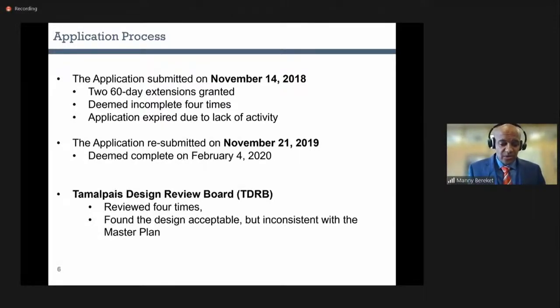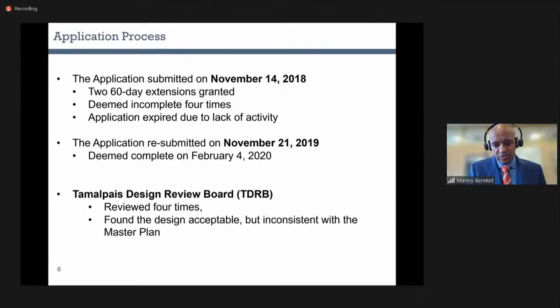In total, the application was deemed incomplete 4 times, and we expired the application in October of 2019 due to lack of progress by the applicant. The applicant resubmitted in November of 2019, and the application was deemed complete in February 2020, almost 15 months after the application was first submitted.